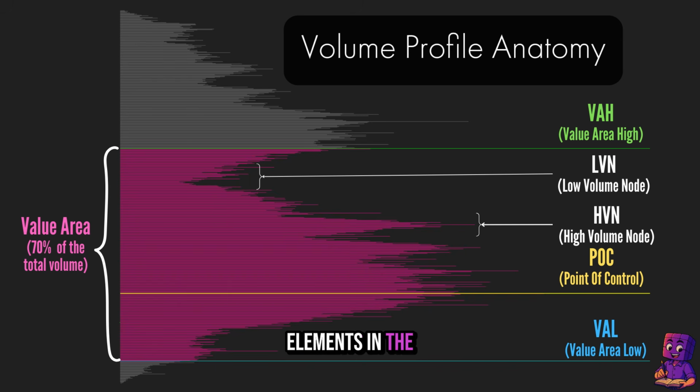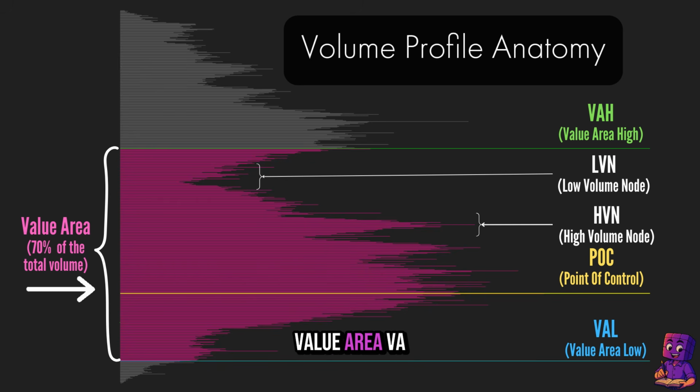There are 5 elements in the anatomy of volume profile that you must know. To use volume profile, you only need 5 things. POC, point of control, the price with the most traded volume. This is the market's fair price and very often acts like a magnet. Price loves to come back to it.